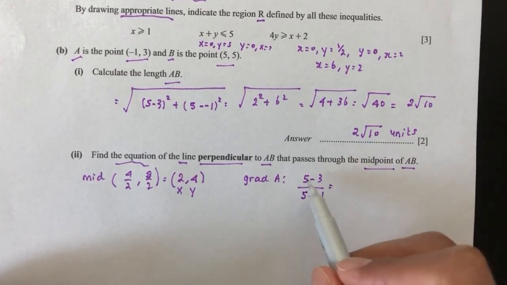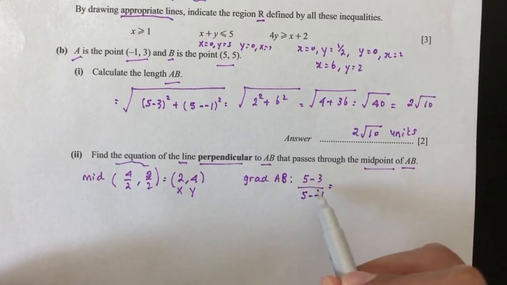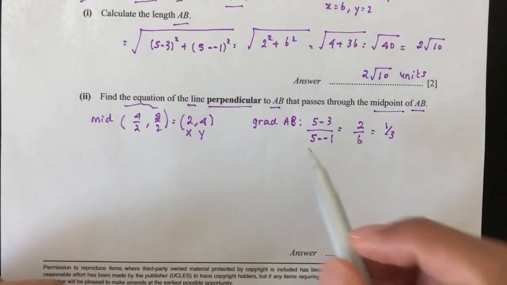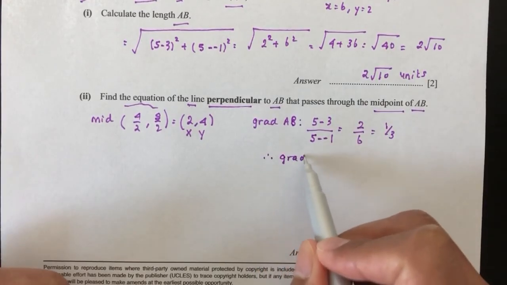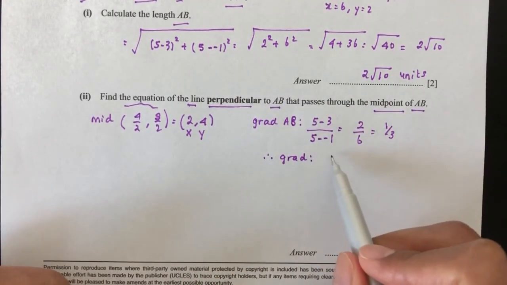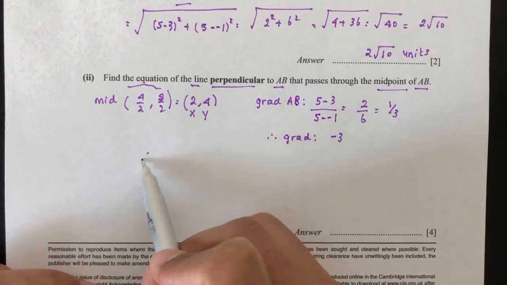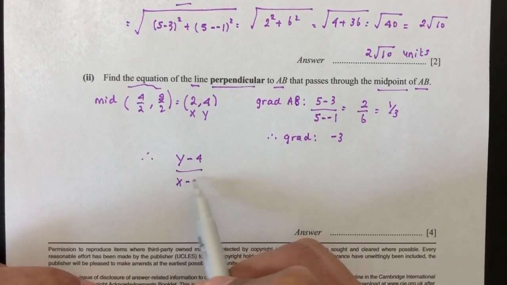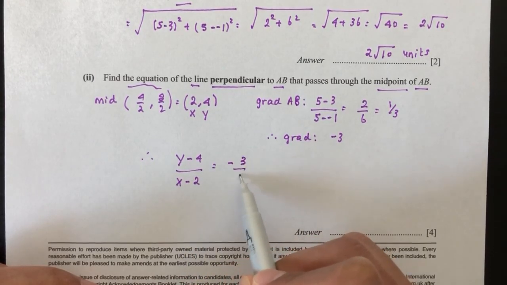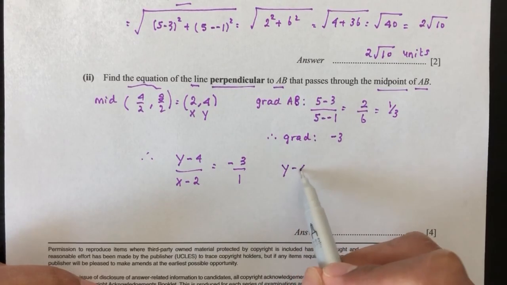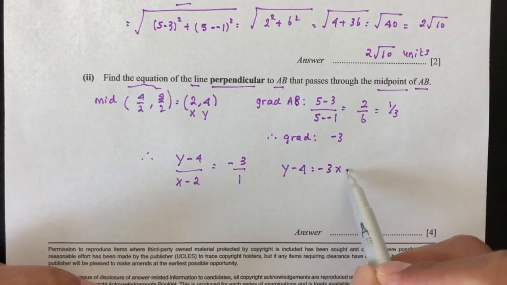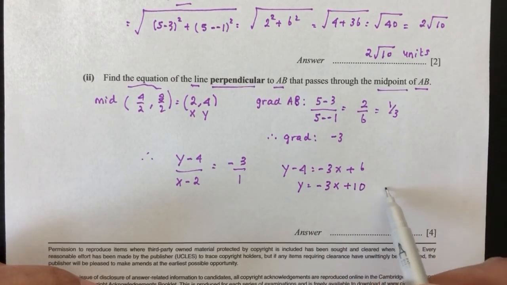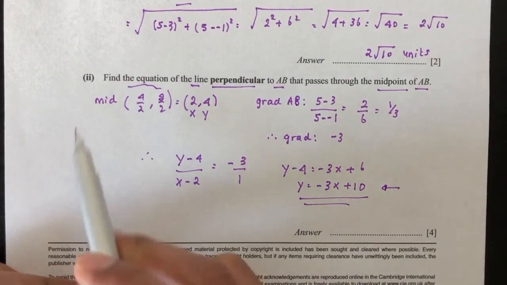So AB, 2 over 6, which is 1 over 3. Which means the gradient of this line will be minus 3. Now since we know this and this, we can find the equation. So y minus 4 over x minus 2 equal to minus 3. Cross multiply, y minus 4 equal to minus 3x plus 6. So y equal to minus 3x plus 10. So this is your answer for part 2.